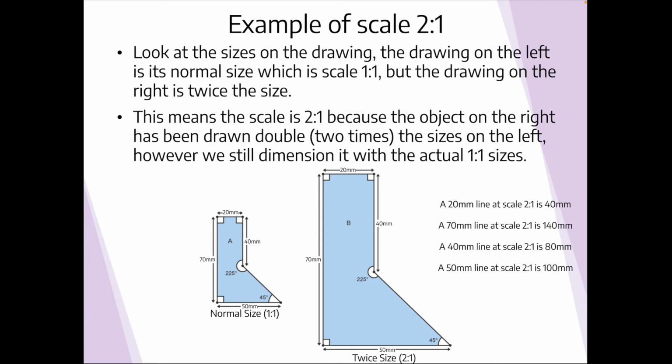So even though we're going to draw it double the size, we actually label it, dimension it with the original sizes, so that anyone looking at the object doesn't then go and manufacture it twice the size. We're only drawing it twice the size to make it a little bit clearer. So what that means is that a 20mm line at a scale of 2:1 is actually drawn as 40mm. The same way that a 70mm line at a scale of 2:1 is drawn at 140mm.